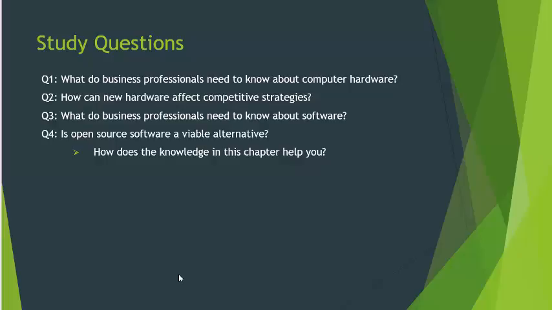Some questions you should be able to answer by the time you finish this chapter are: what do business professionals need to know about computer hardware? We don't think you're a computer science major and you're probably not that interested in hardware. But as managers, you need to keep up with the different technologies that are coming out for hardware so that you don't lose a competitive advantage or find yourself at a disadvantage because of the hardware that you're using in your business. You should also be able to answer questions about software. What do you need to know about software that's coming out in your business, in your industry?